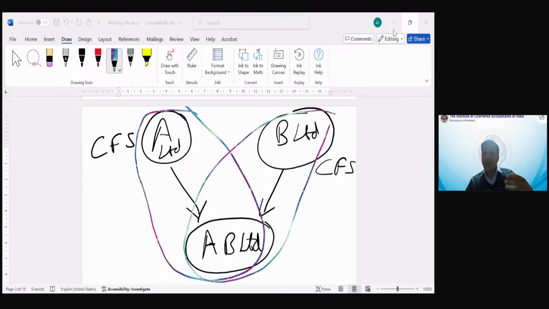Now, an investor may have either of them or may have all of them. It doesn't matter. Clear? Okay, so now we can look at some examples, some very small examples.